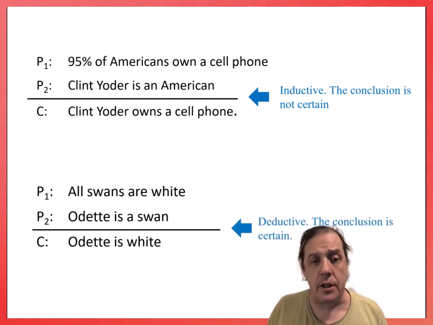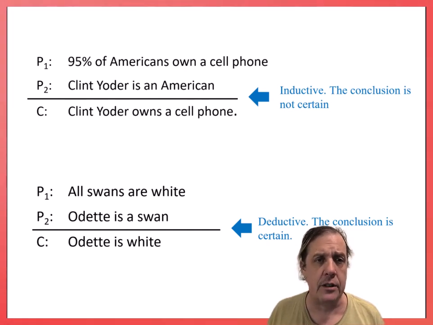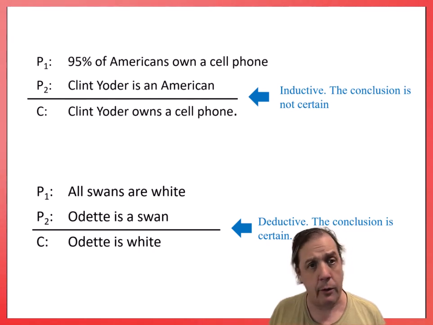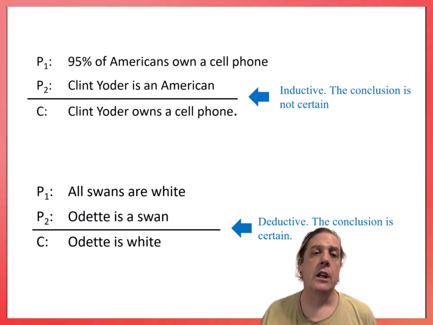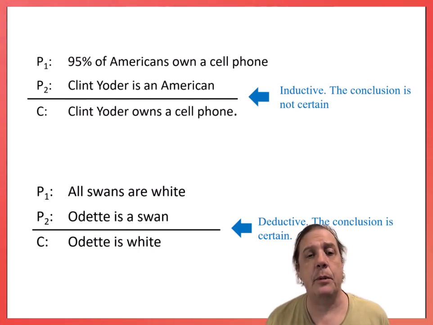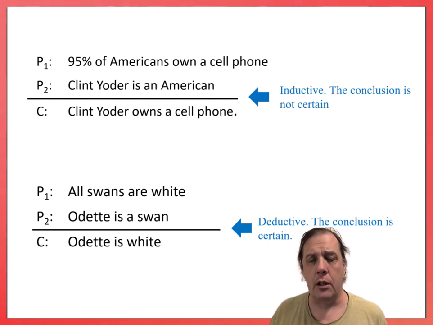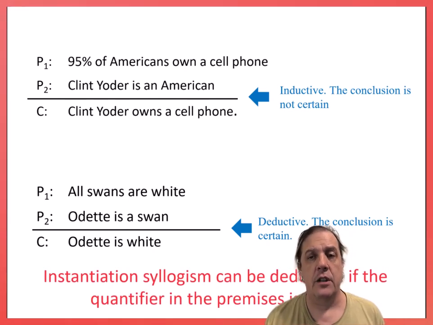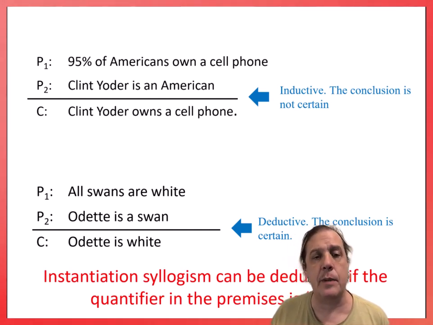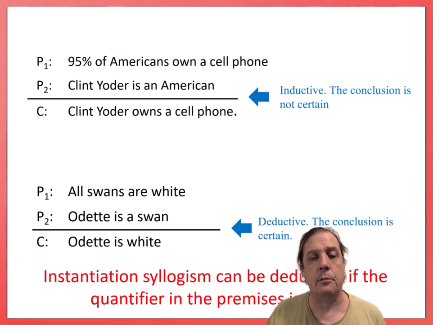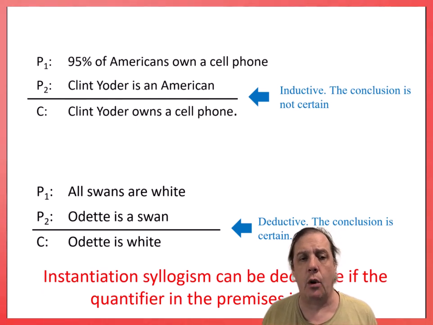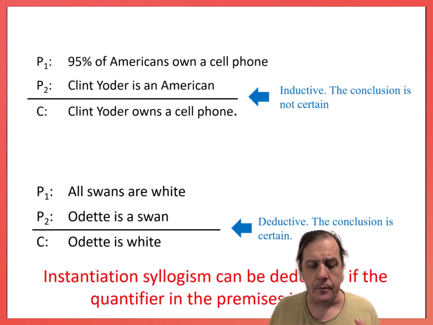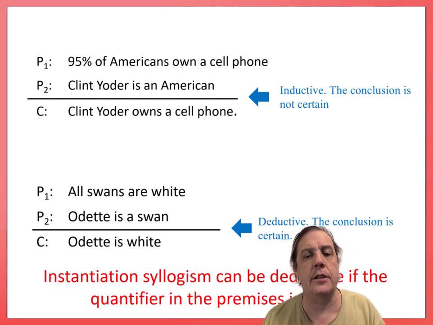The conclusion is certain. In fact, this has the exact same form as the standard example of a valid argument that we gave when we first introduced valid arguments. All people are mortal. Socrates is a person, therefore Socrates is mortal, right? So example 1 is inductive. Example 2 is deductive. Example 1 is strong, assuming that we've got all the information here. Example 2 is valid, right? So the lesson is that instantiation syllogism can be deductive if the quantifier in the premises is all. Once you have an all, you've moved into that realm of rigid rules where validity is possible.